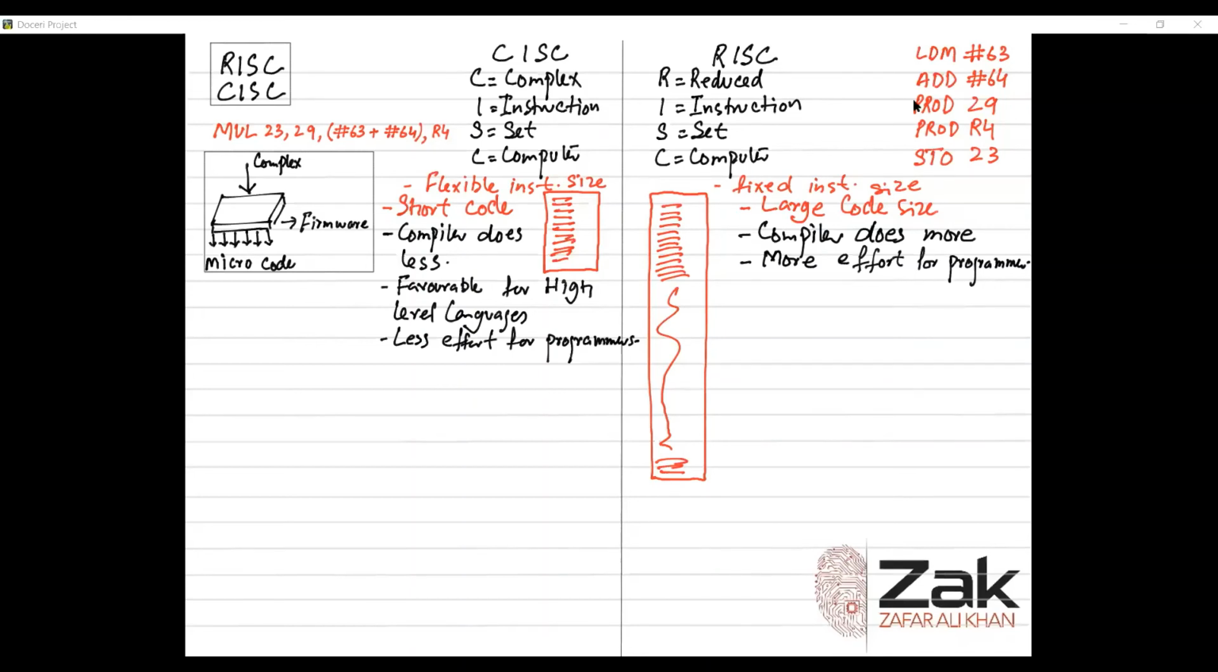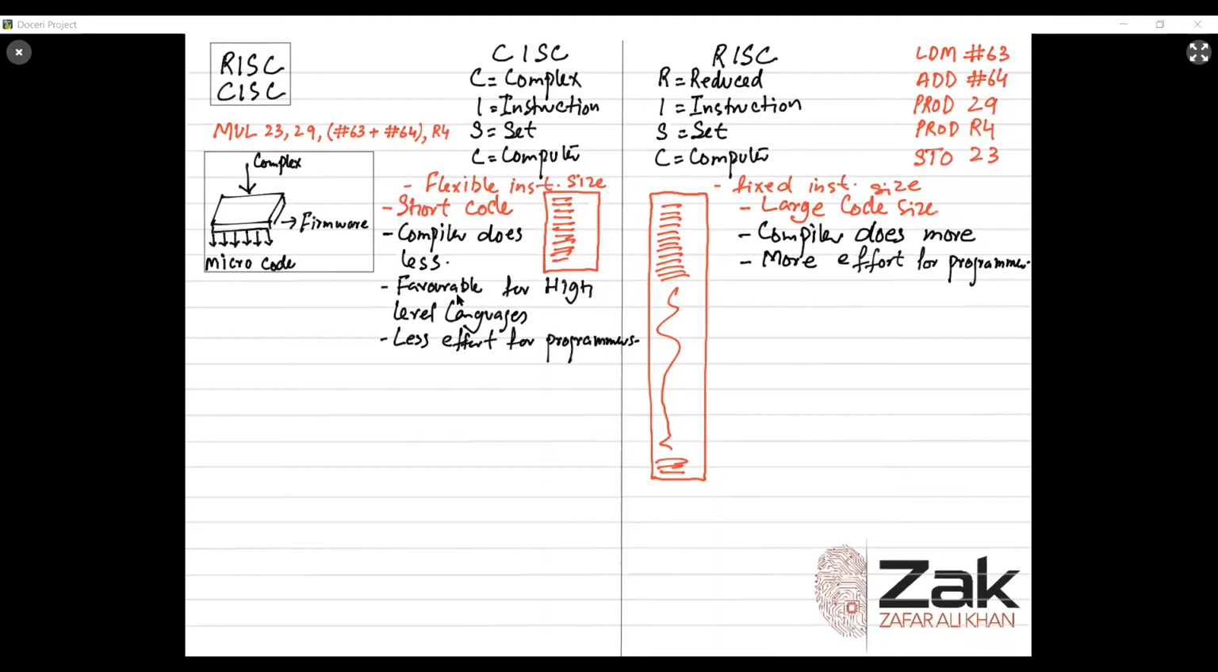So over here the compiler does less, over here the compiler does more. Why does the compiler do more? Because there are more instructions. Here the number of instructions is less, so what does the compiler do? The compiler turns an assembly language instruction to its binary form. So when there are fewer instructions, there is less work for the compiler. In RISC, there is a high number of instructions, so more work for the compiler. So that is why the compiler does less over here and more over here.